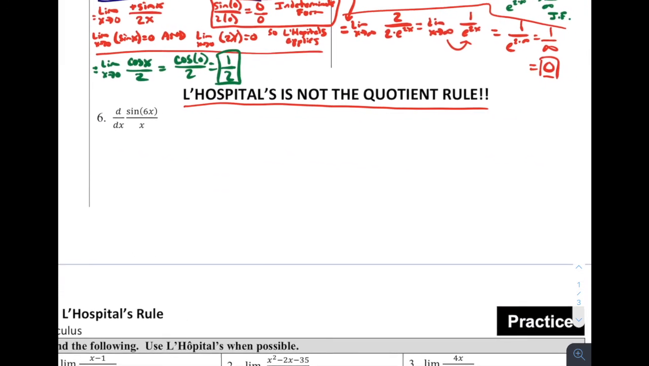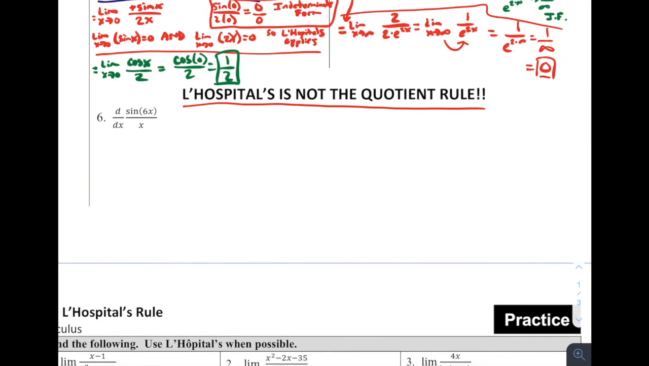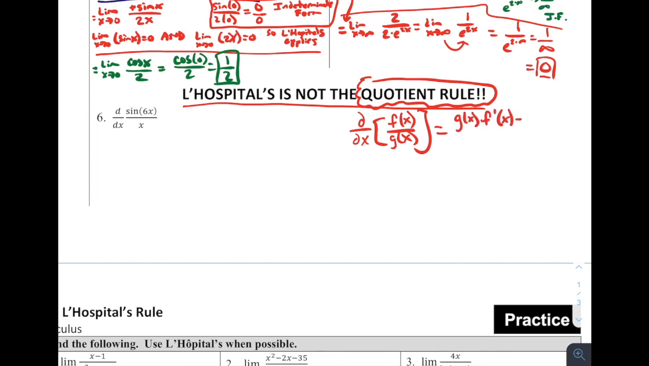Just a reminder for you from back in chapter 2 what the quotient rule looks like. The derivative of f of x divided by g of x, the quotient rule, is low d high, so g of x times f prime of x, minus high d low, f of x times g prime of x, all divided by low squared, so g of x quantity squared. So low d high minus high d low all over low squared. That is how I memorize the quotient rule.